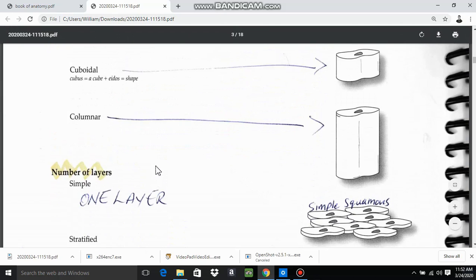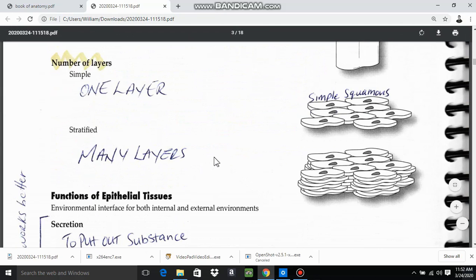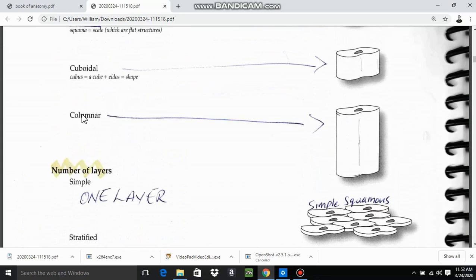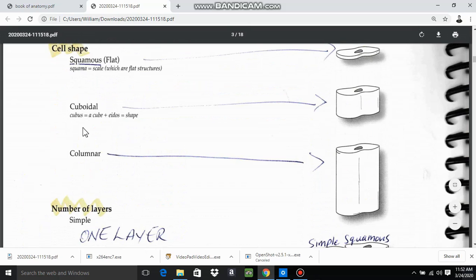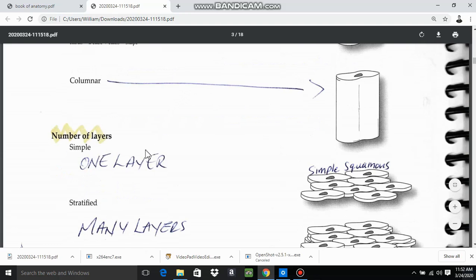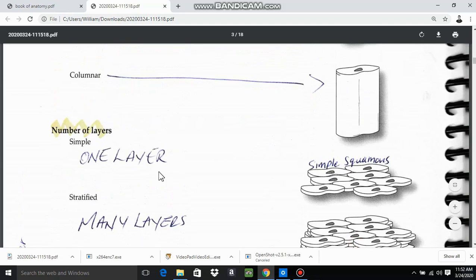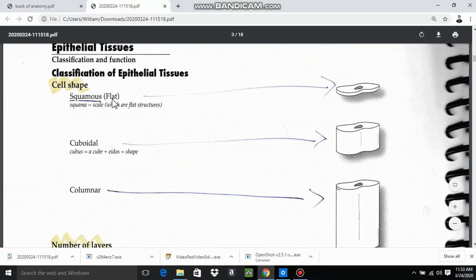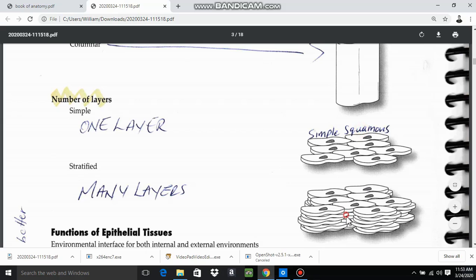Hopefully you'll get this in my email. Moving down. Number of layers. So if you have one layer, you're going to call it simple. If you have multiple layers, it's called stratified. So let me give you an example of this. You have layers of your skin that would be simple squamous epithelium or simple cuboidal epithelium. Now, if you wanted to say multiple layers like this over here, for example, these cells, if you look at them, they're flat. So you'd say stratified squamous epithelium. Stratified squamous epithelium.